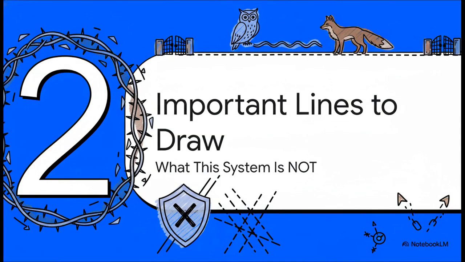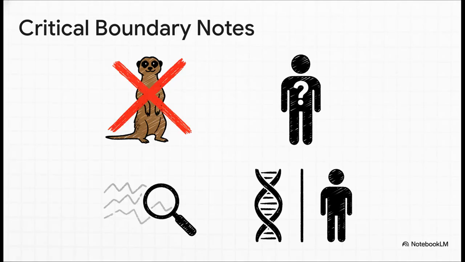We need to draw some very clear lines in the sand. Honestly, the boundaries of this system, what it is not, are maybe the most important part of this whole conversation. Understanding the limits is key to thinking about this responsibly. So here are the hard and fast rules, straight from the source. Number 1, you are not diagnosing animals.